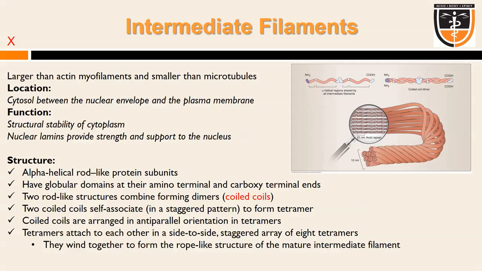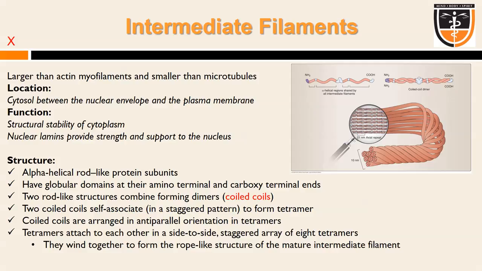So what's their structure? They're formed by an alpha helical rod-like protein, and two of these proteins wind around each other, resulting in the formation of dimers. These are known as coiled coils. Now, these coiled coils will self-associate in a staggered pattern to form tetramers. The coiled coils bind to each other inside the tetramers.